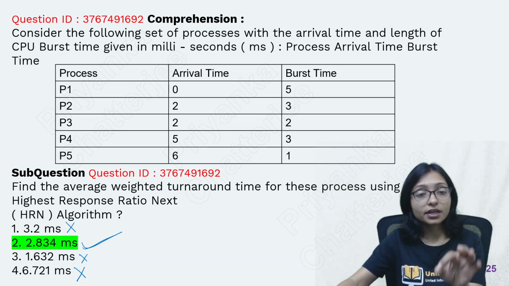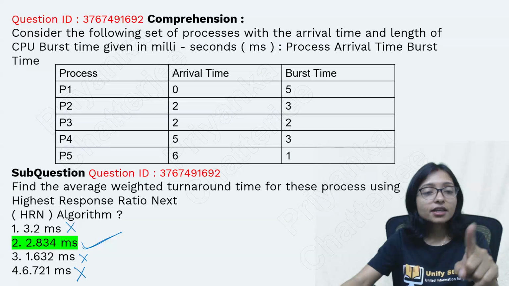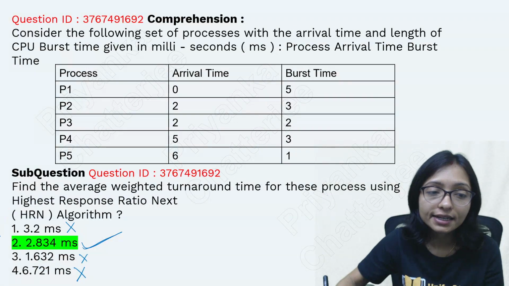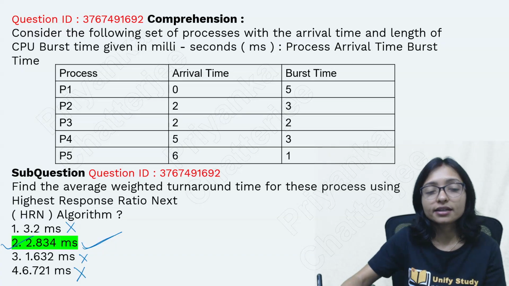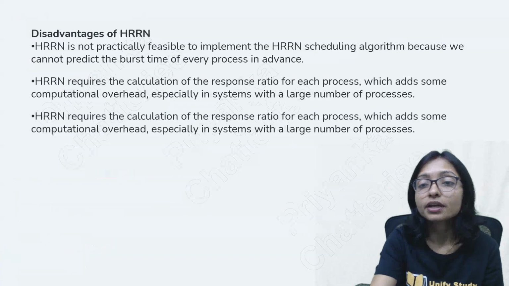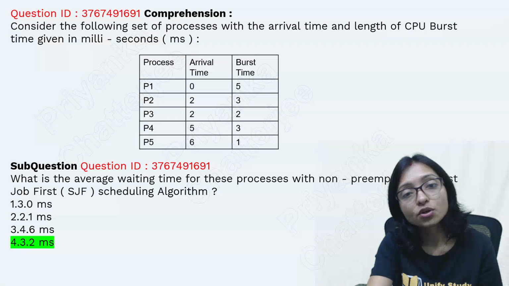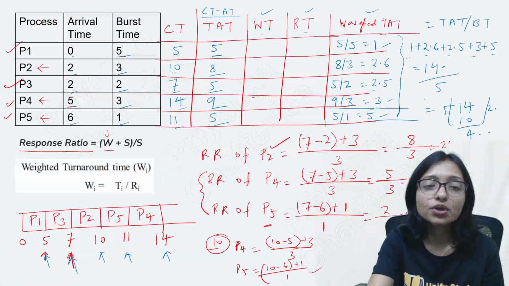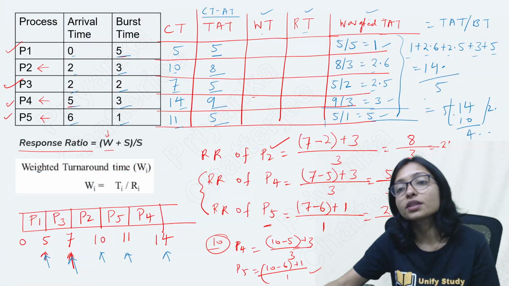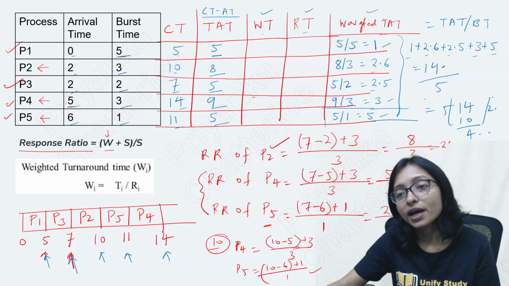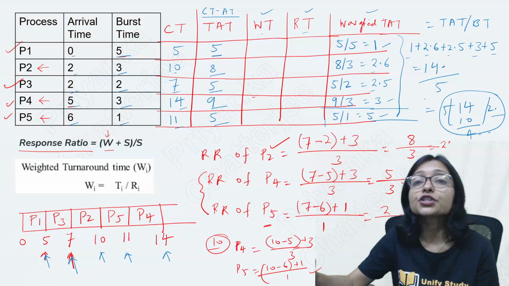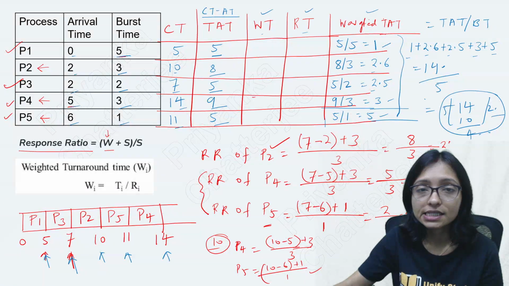Without calculator, whenever you are solving, then you have to do by closer. With calculator you can solve, you will get the exact value. I am doing without calculator, and how to solve it in exam hall, that is I am showing. That's why I am going with closer values. So you are getting here 2 point something. It will be the answer. So ultimately average weighted turnaround time, it's clear.